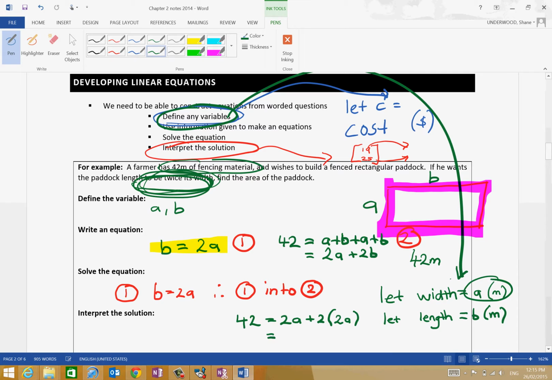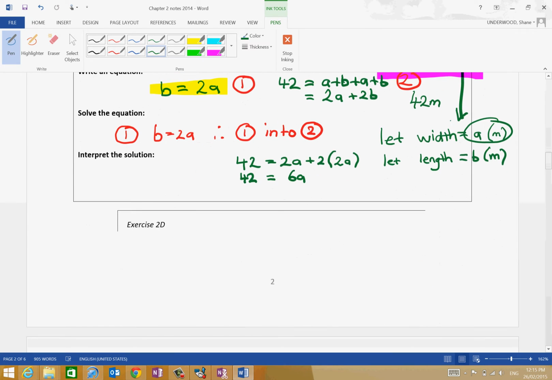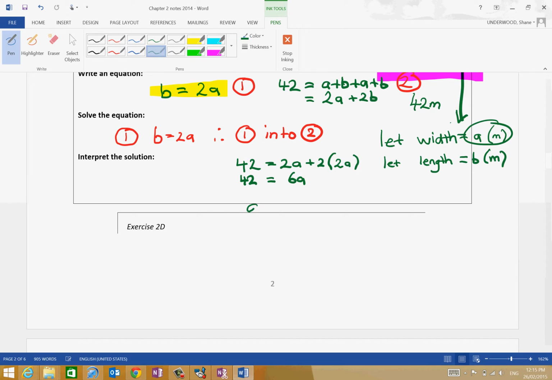Now I've done some substitution. How many variables do I have? 2 or 1? I have 1. Left-hand side is 2A plus 2 times 2A is 4A. 6A is equal to 42. Can you see that? Now 6A is equal to 42. What's A? 7. So therefore we can say that A is equal to 7.